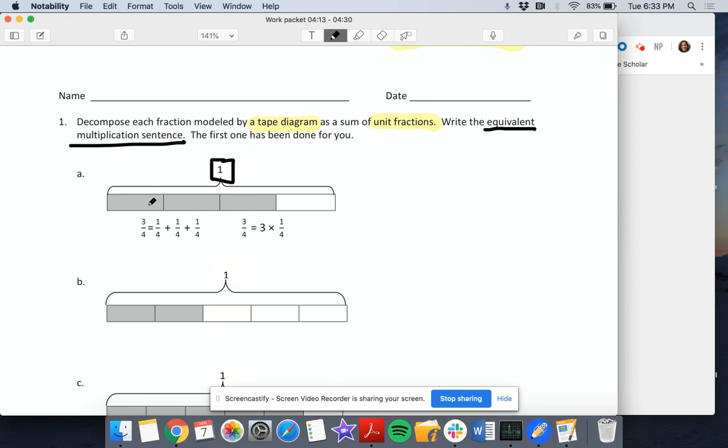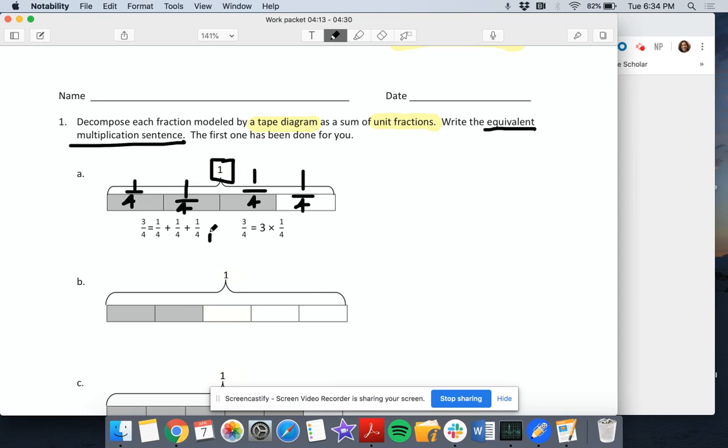The first thing they did was look at what the unit fraction of this figure is. And they did that by counting. 1, 2, 3, 4. There are 4 equal blocks in this figure. So each unit fraction would be 1 over 4. 1 over 4, 1 over 4, and 1 over 4. Because the total is 4, that would be the denominator. And each block represents one piece, so one would be the numerator.